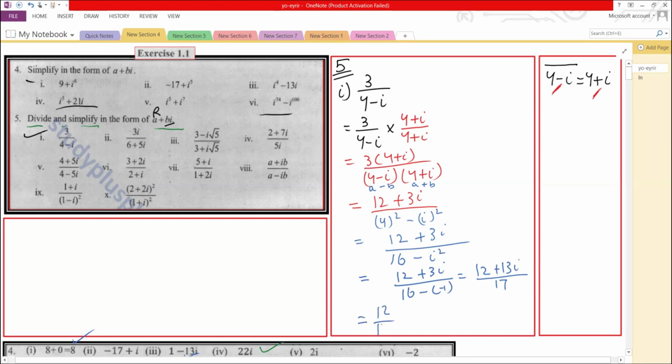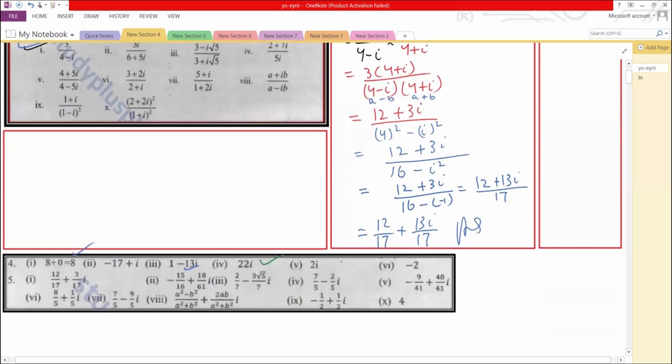So lastly, what we can do is you have to separate the real part. This one is wholly real, plus, this is the rule, students, one denominator you can split into two forms, right? So here, this is your complete answer for question number 5, part number 1. It is 12 divided by 17 plus 3 divided by 17.